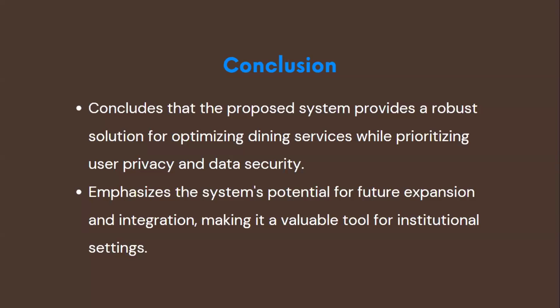And conclusion. Our research highlights the feasibility and effectiveness of a secure multi-mess management system using AES encryption, password hashing, JWT tokens, and QR codes. The system offers a comprehensive solution for institutions seeking to optimize their dining experiences. While further development is needed, the system holds significant potential for future expansion and integration with other campus services. Thank you.